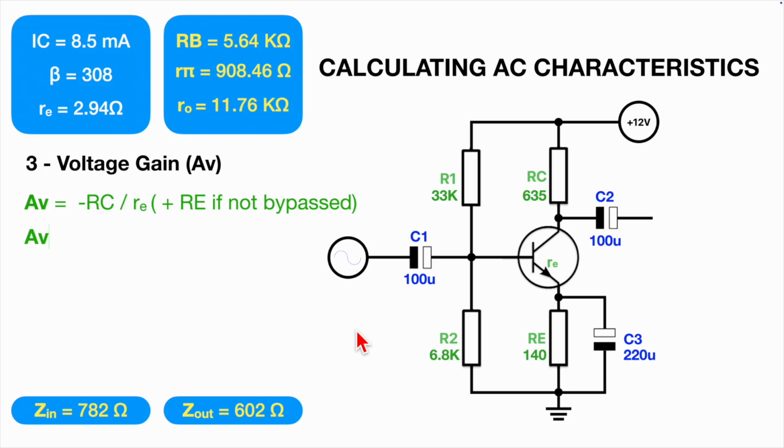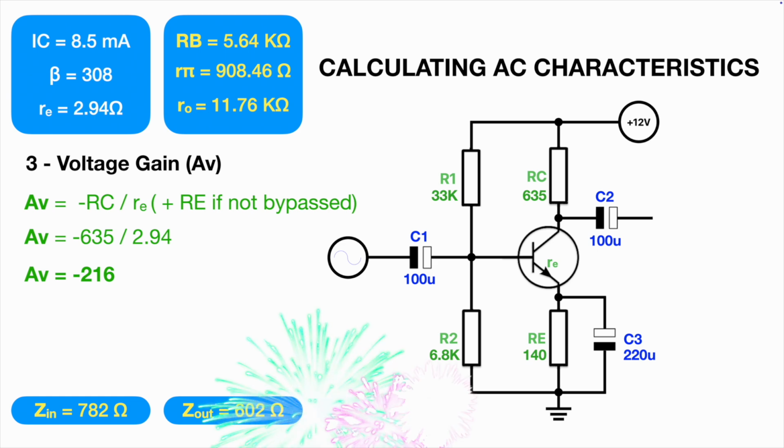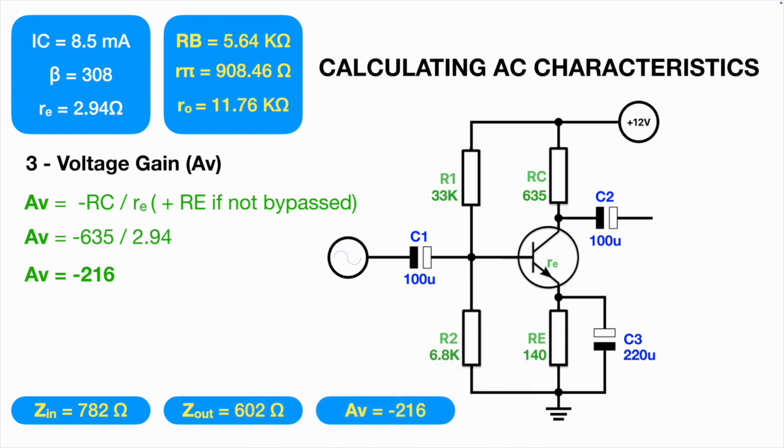So let's do it. So it's minus 635 here over 2.94 R sub E, which gives us a voltage gain of 216. Very impressive. And actually, let's put that down here. Yeah, 216. So, and just to calculate the dB, and remember it's voltage, so you need to do 20 log, 46.7 dB.